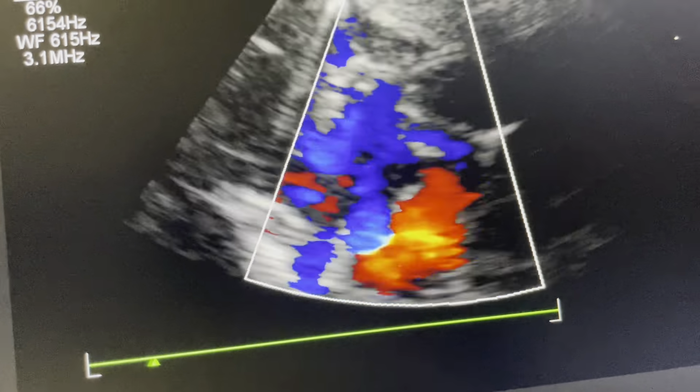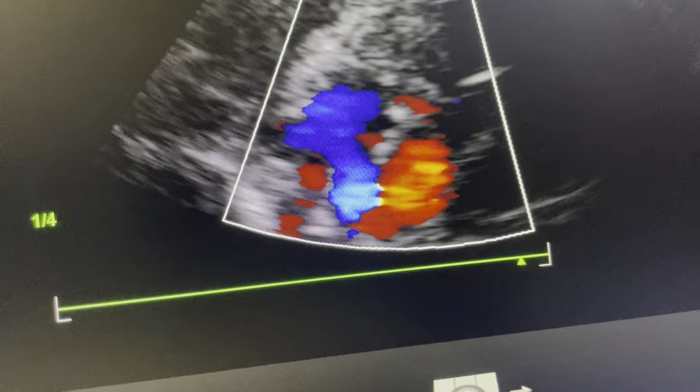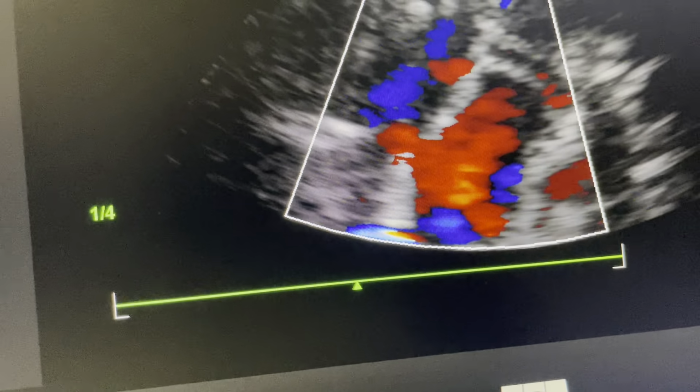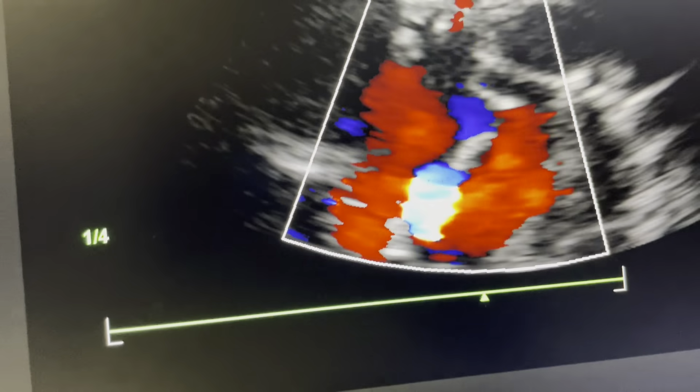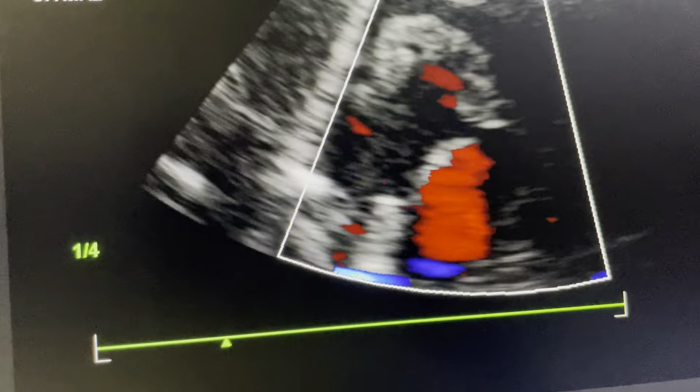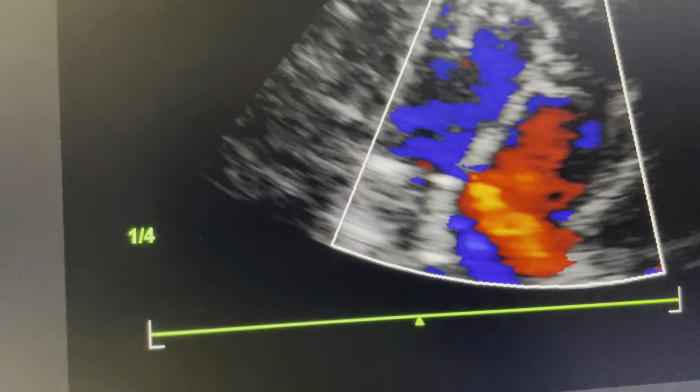You see the blue color flow. I'm just reducing the speed. Sometimes red and sometimes blue, but mostly it is blue. You see in this image. The speed has been reduced to 1/4. You can see in this image.